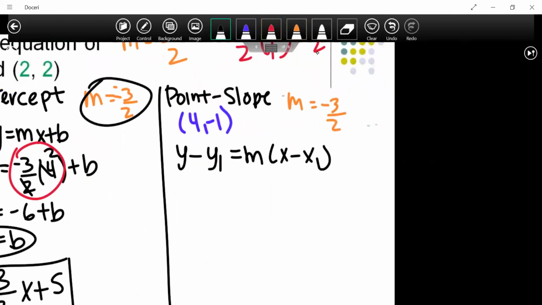Our points for this, so I'm going to plug in. When we plug into our y, it's going to be plus 1, because the negative times the negative is a positive. Our slope is negative 3 over 2, times x minus 1, which would be minus or plus 4, because negative times a negative would be plus. Okay, this is another alternative way to do it.